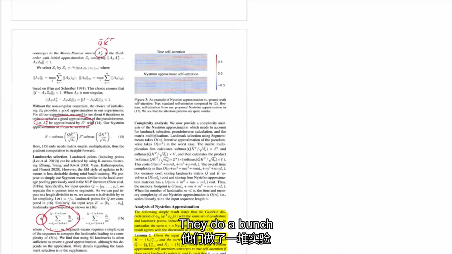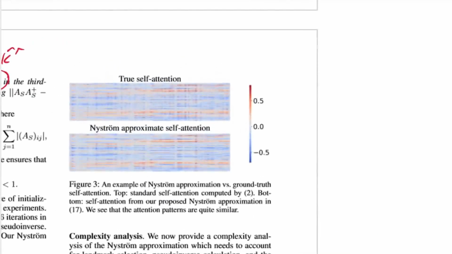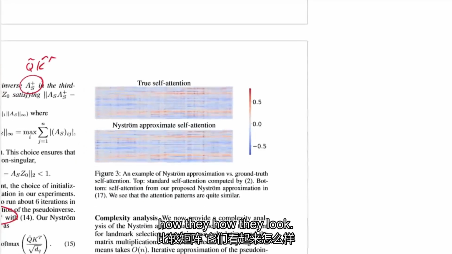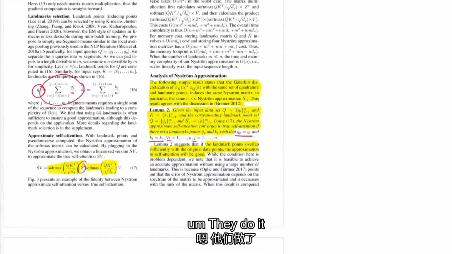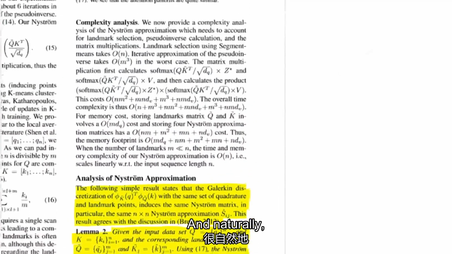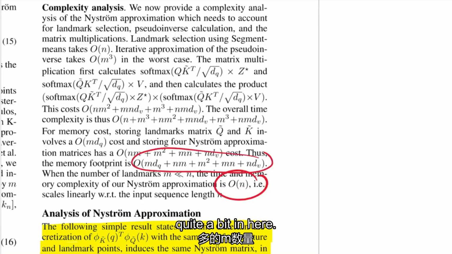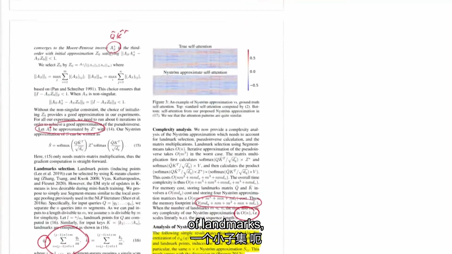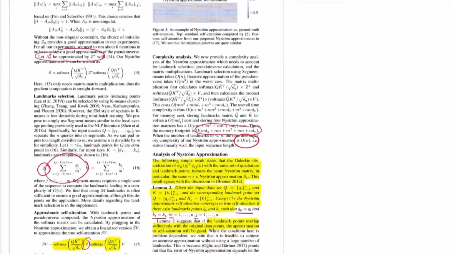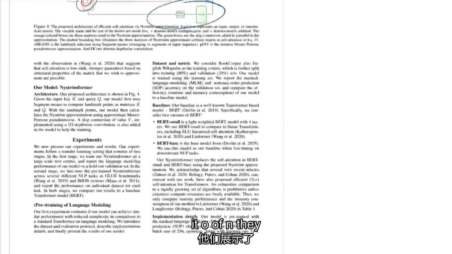They do a bunch of experiments, like they here compare matrices, how they look. They do a complexity analysis, and naturally what you'll have is, instead of having the n squared complexity, you basically go down to an O of n complexity. You do have this m quantity quite a bit in here, but since m is way smaller than n, because you usually select just a small subset of landmarks, you get away with just calling it O of n.